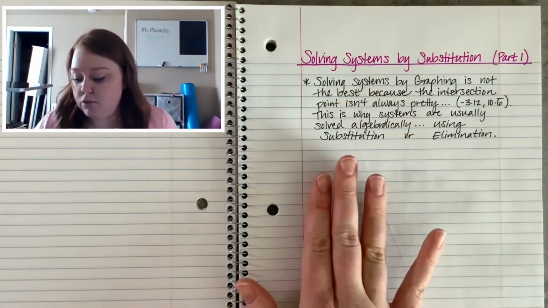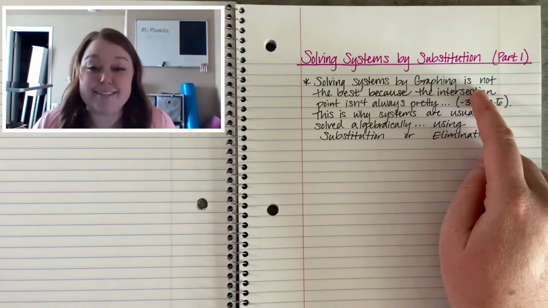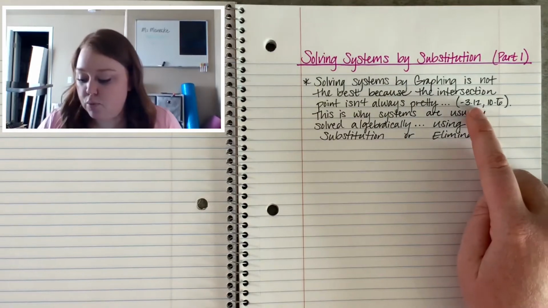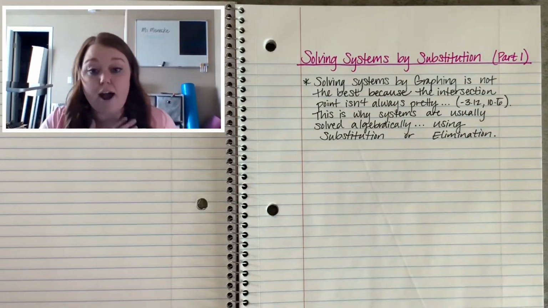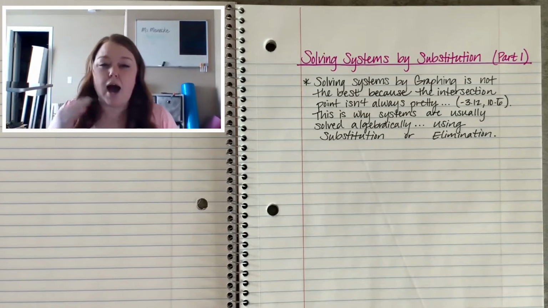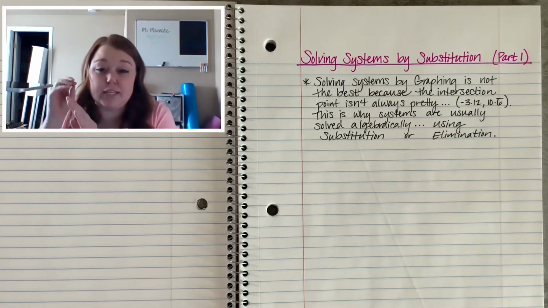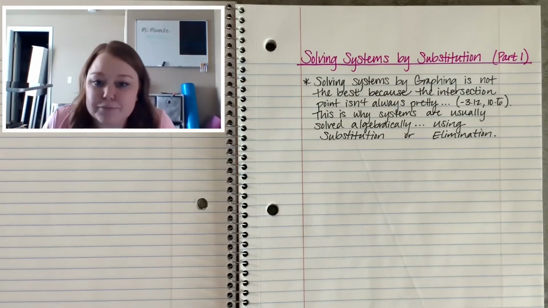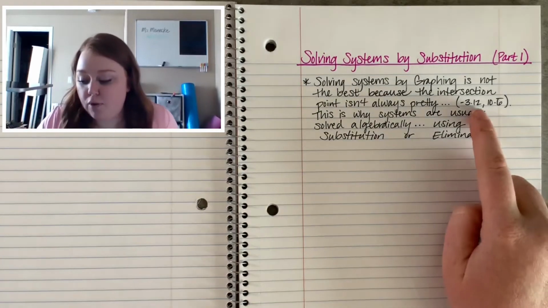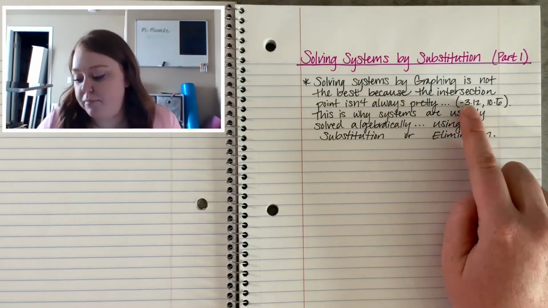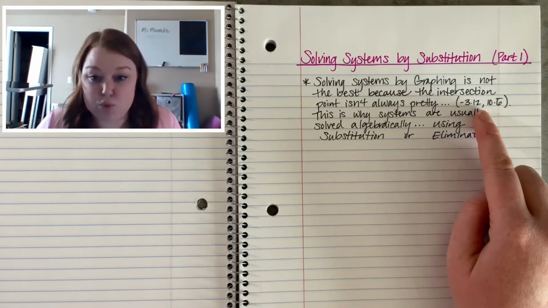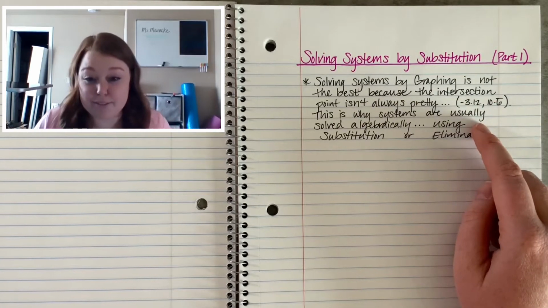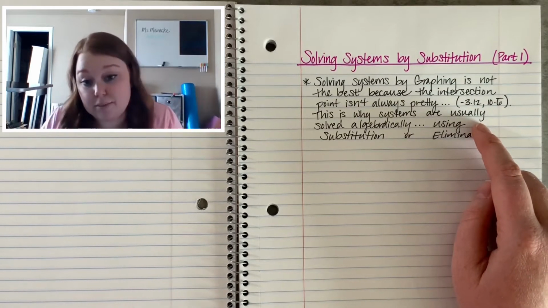Okay. So what this says is solving systems by graphing is not the best because the intersection point isn't always pretty. So far, I've been really nice with the problems that I give you. I make it so that the lines intersect at a nice whole number, you know, (-2, 5), right? Well, that's not always the case. You're going to have lines that don't intersect at nice whole numbers, and it's going to be decimals or fractions. And we can't really guess what the intersection point is. We have to have an exact amount.